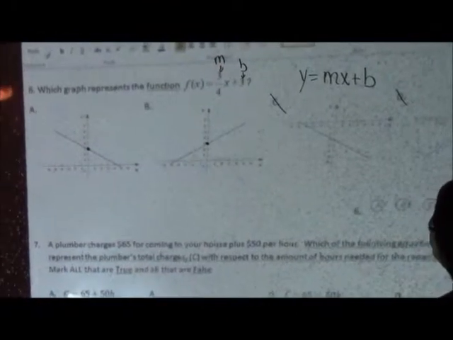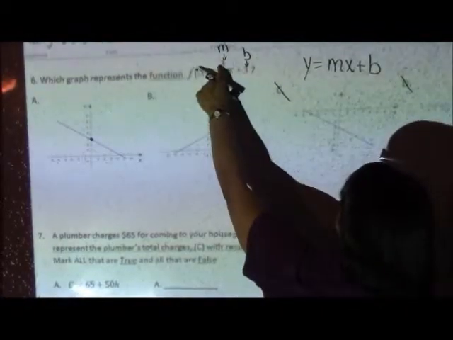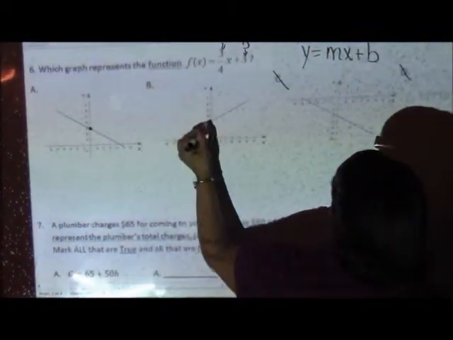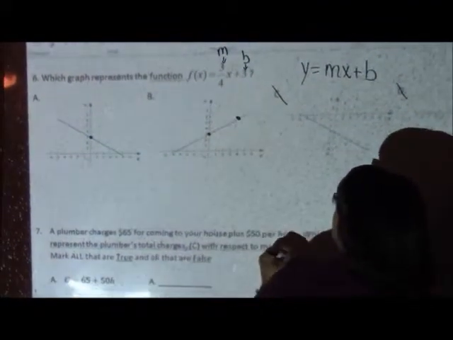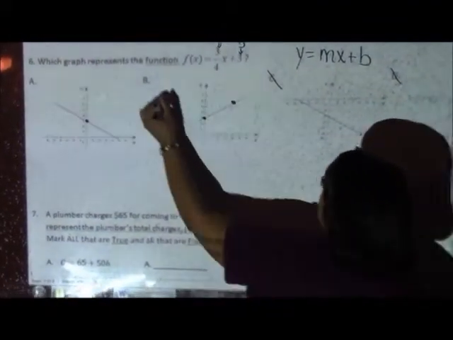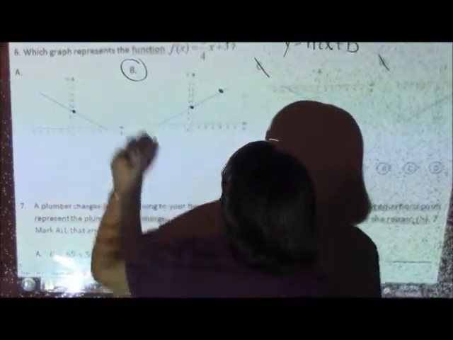So now we want to use our slope to move. We have a rise of 3 and a run of 4. So up here we have to rise 1, 2, 3, and run 4. And there we are, back on the line. It has to be B. If we rise 1, 2, 3, and run 4 to the right, we're off the graph in A. So that's why your answer is definitely B.